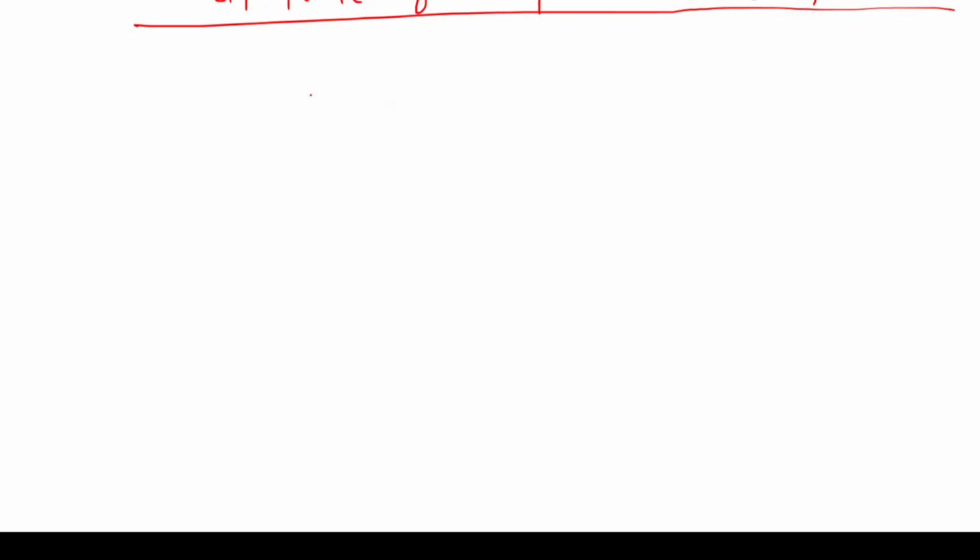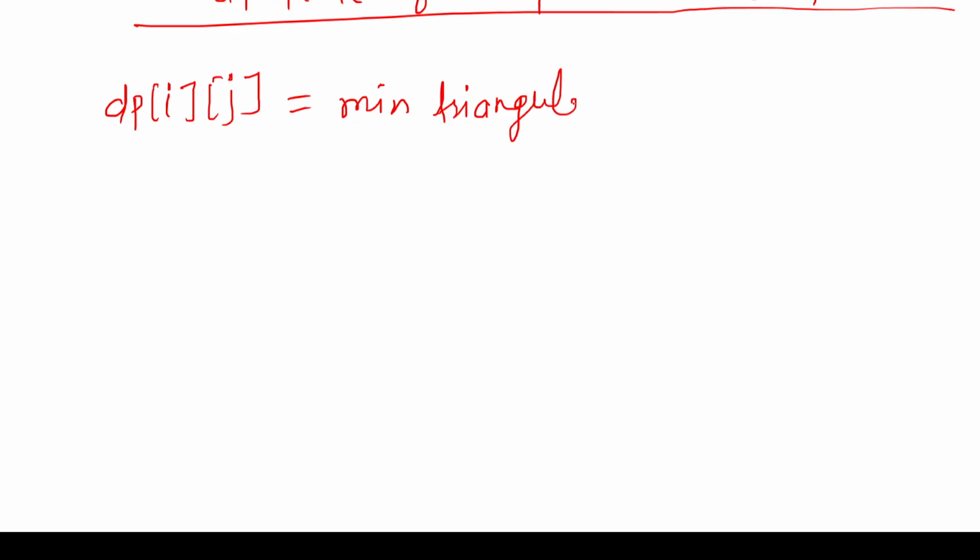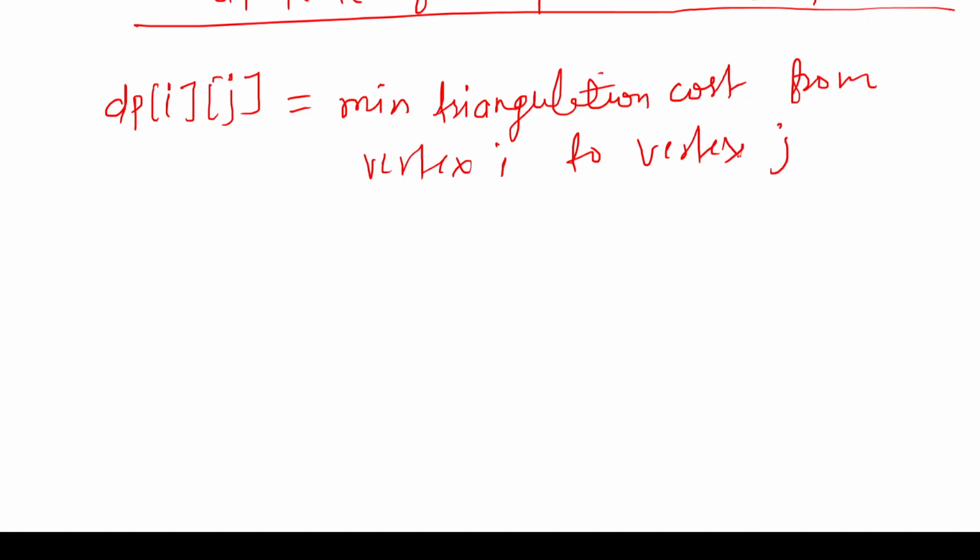Let's build it first. So we will define dp at i and j, and this is nothing but the minimum triangulation cost from vertex i to vertex j. Can we say that?